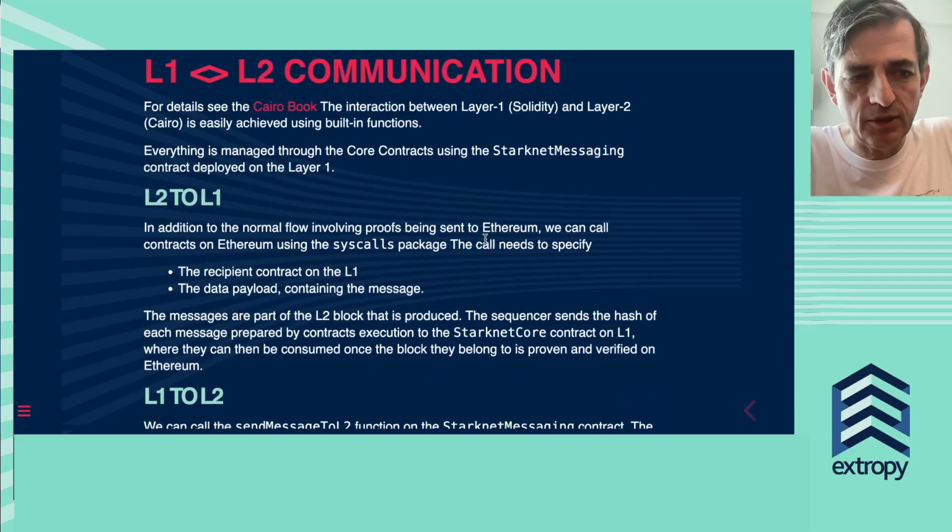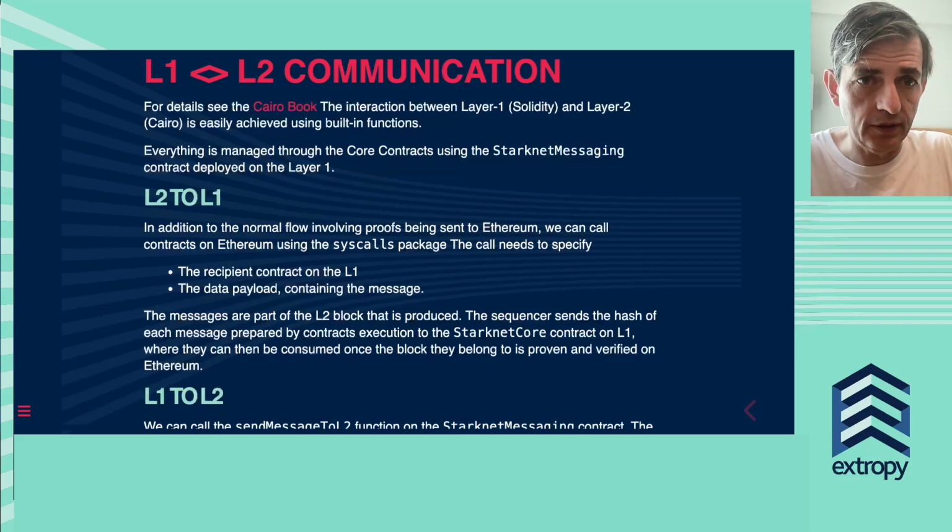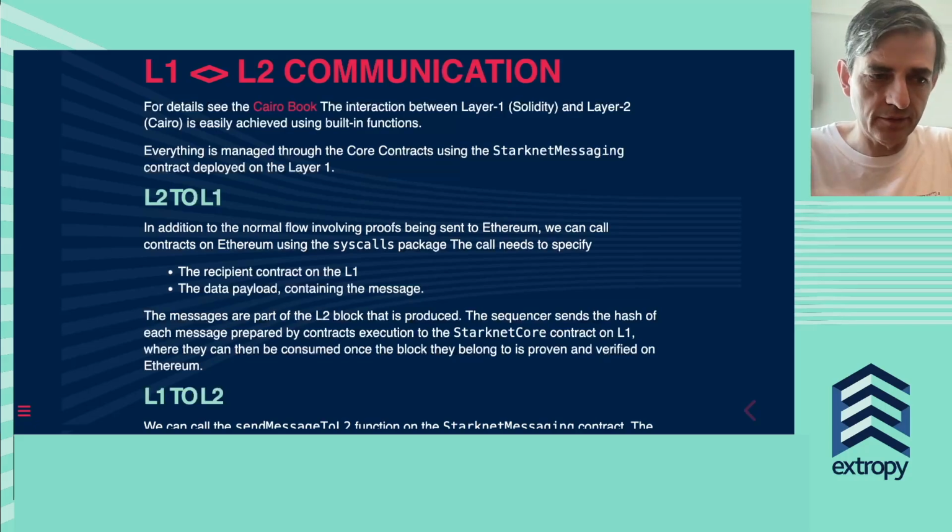So I mentioned that there's this possibility of layer 1 to layer 2 communication. I've got further details there in the Cairo book. There are built-in functions to allow this to happen. And there is a contract, the Starknet messaging contract, deployed on the layer 1, which will handle the layer 1 side. So if we start by looking at the way that the layer 2 can interact with the layer 1, of course we have the normal flow, as I've said, where we have proofs being provided and sent to the layer 1. But in addition to that, we are able to call contracts on Ethereum from our layer 2.